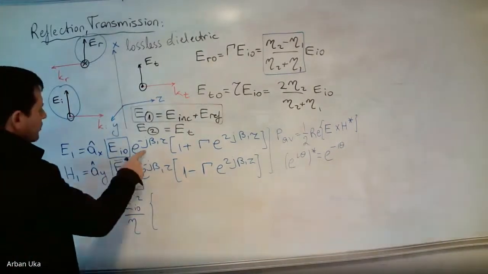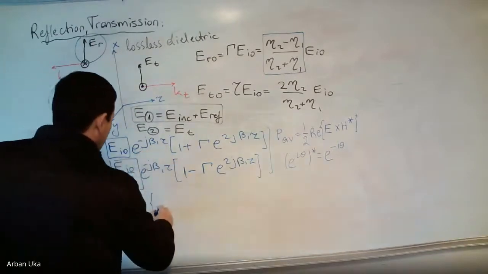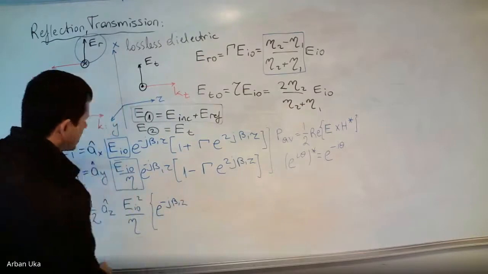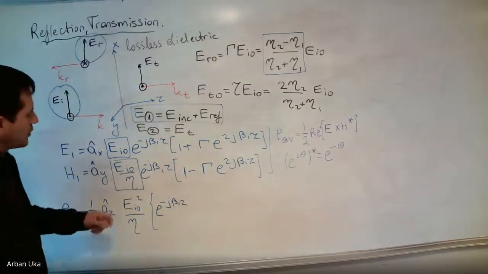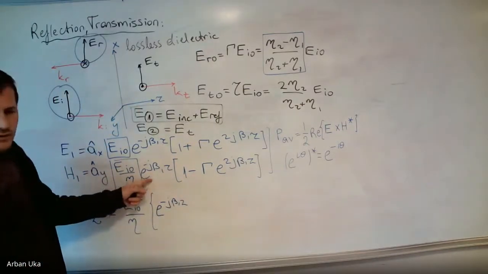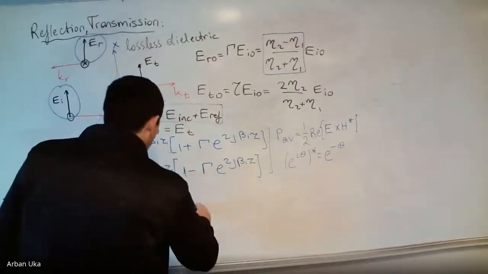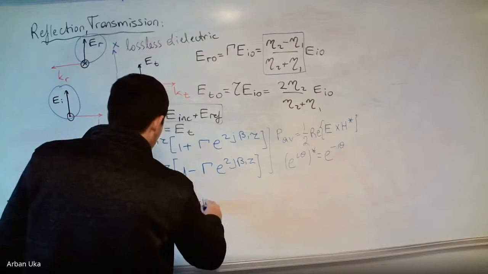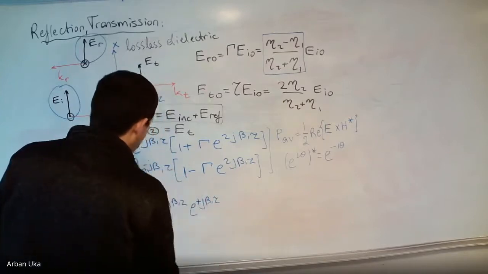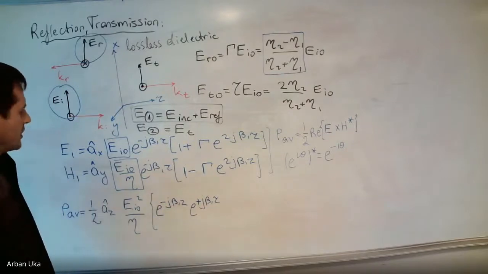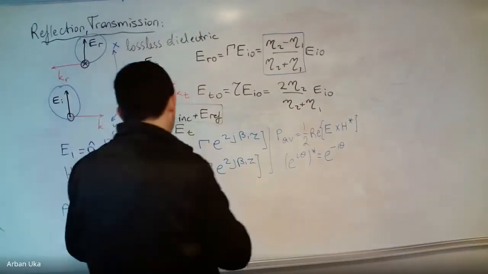So, what is the first term here? The first term is e to the power minus j beta 1 z. And then we are going to multiply with the complex conjugate of this H, right? So what do we get here? We get e to the power plus j beta 1 z. So it is obvious that if we multiply these two, we get 1. So this will be gone.